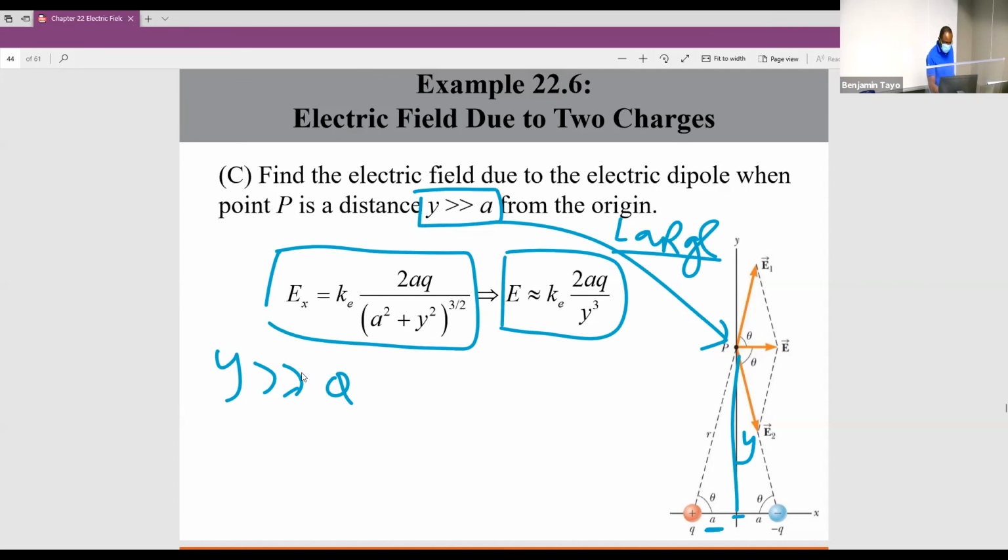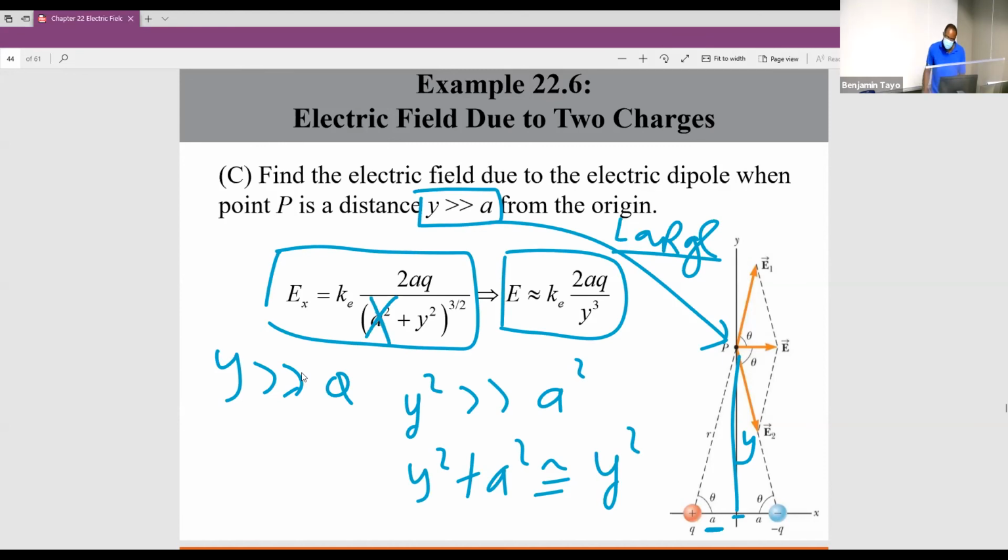So when Y squared is way bigger than A squared, then it means that Y squared plus A squared is approximately equal to Y squared. So if you just forget about this term here, then you take Y squared. So Y squared raised to the power 3/2 is the square root of Y squared, right? Which is Y. And then if you take that to the power of 3, you just get Y cubed. So that's how you get this term right here. So you just forget about this A squared and just focus on that.